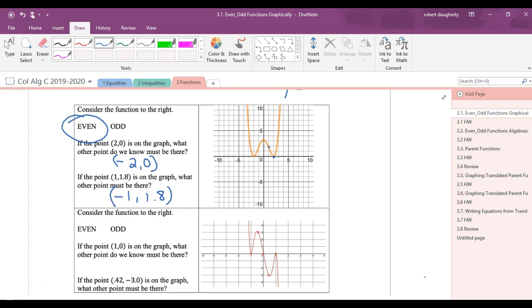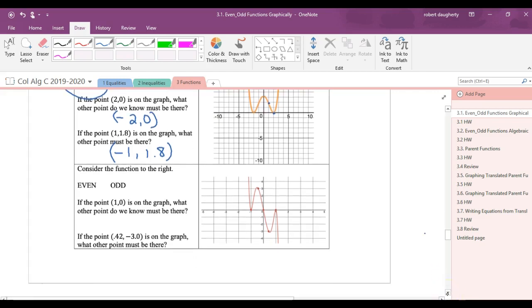Let's look at the next graph here. This is what kind of function? Even or odd? This one is odd because I see the opposite thing going on. So if 1, 0 is on this graph, what else has to be on this graph? Negative 1. What's the opposite of 0?